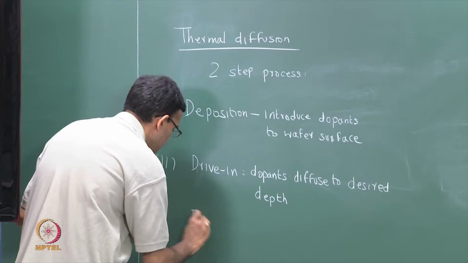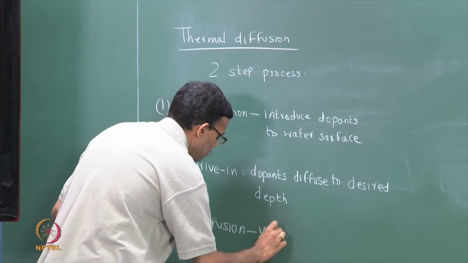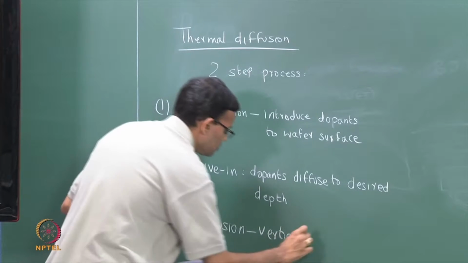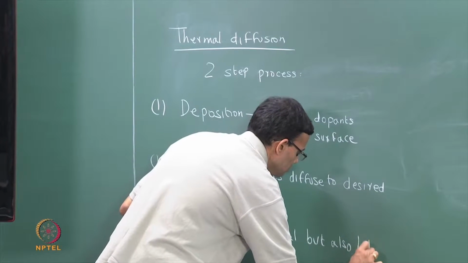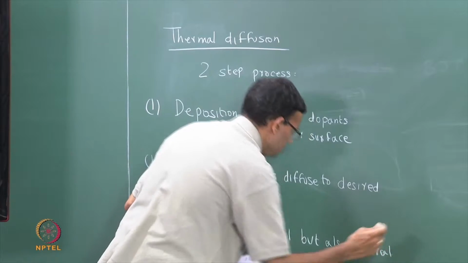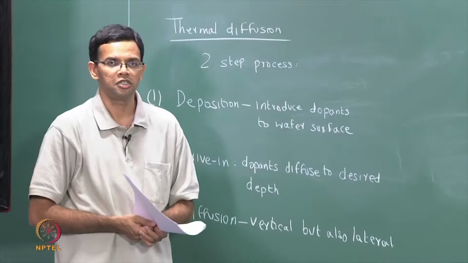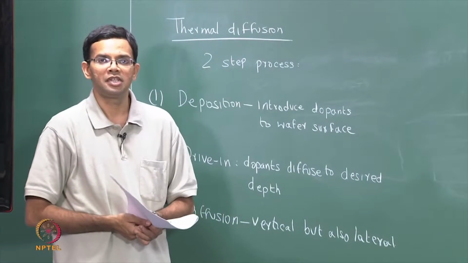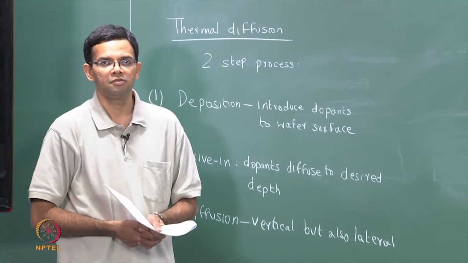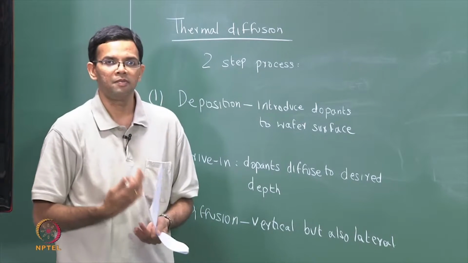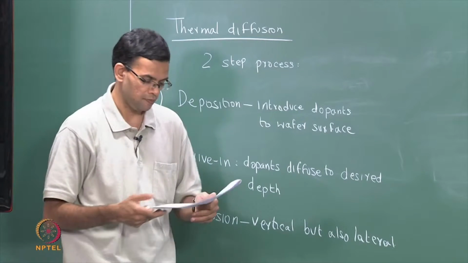So diffusion is not only vertical but also lateral. This is one of the greatest issues when we look at thermal diffusion. So how to avoid the lateral spread? This is one of the advantages of using the ion implantation process, where the ions are implanted at low temperature so that the lateral spread can be minimized.